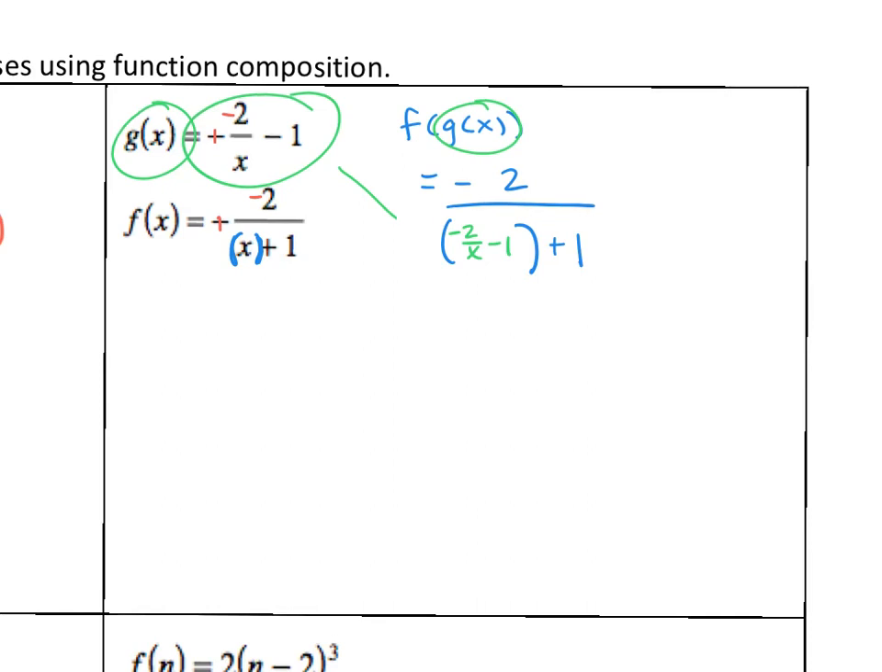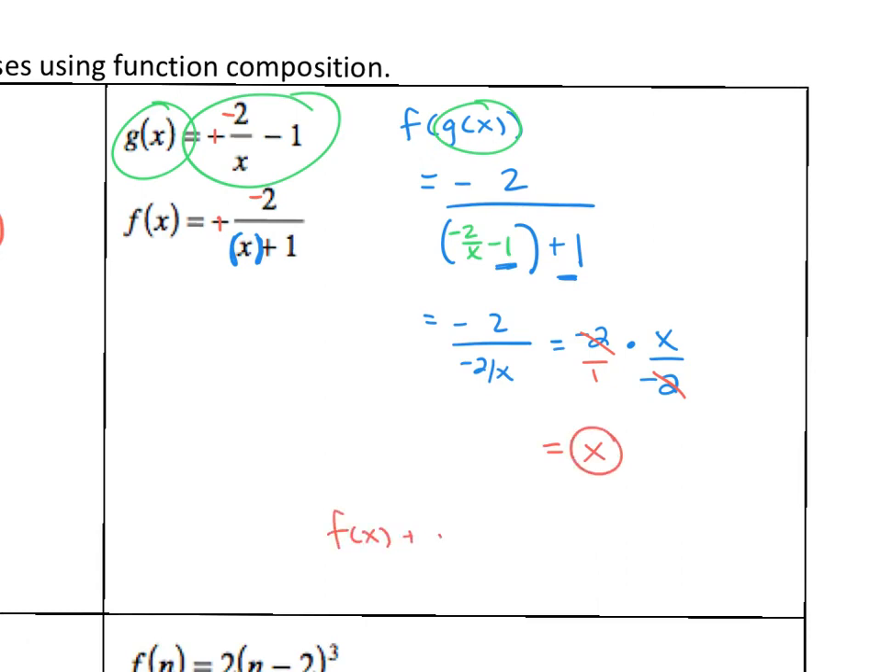As I'm looking at this, I'm now seeing that I've got a minus 1 and a plus 1, which are going to cancel. So I now have negative 2 divided by negative 2 over x. Instead of doing division by a fraction, I can rewrite this as negative 2 times the reciprocal, which should be x over negative 2. Put a little imaginary 1 if it helps, but ultimately these negative 2's are going to cancel, and again I'm left with x. Therefore, f of x and g of x are inverses.